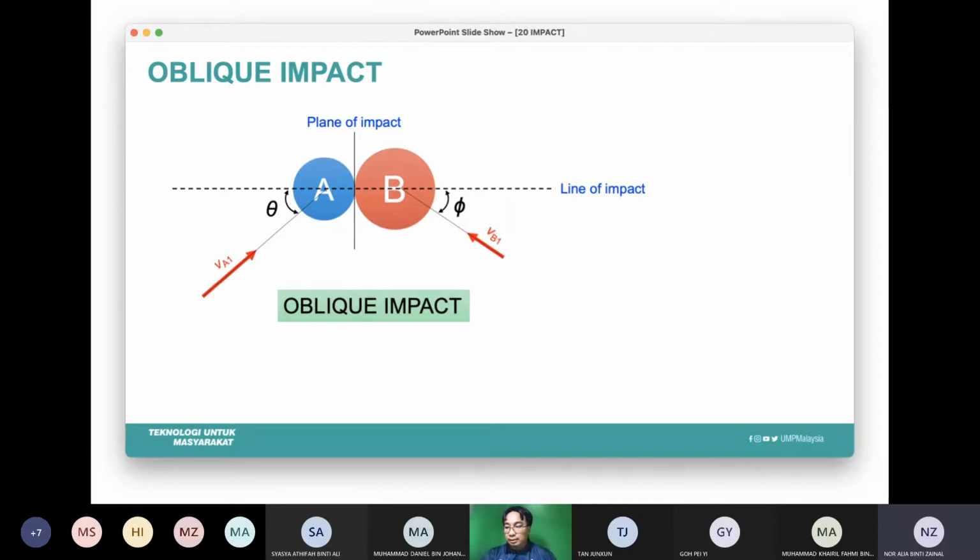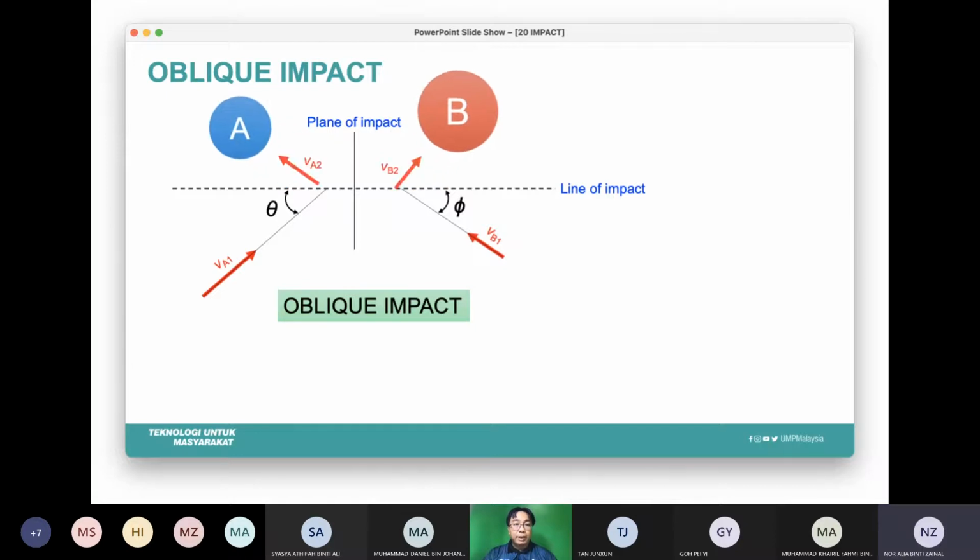Dalam case ini kita tunjukkan ada angle alpha, angle theta dan juga angle phi dekat sini. After the impact, object A dan object B will be separated also and will be moving in the opposite direction, tapi juga masih ada angle VA2 dan VB2. So this is the difference between the central impact dan juga oblique impact.